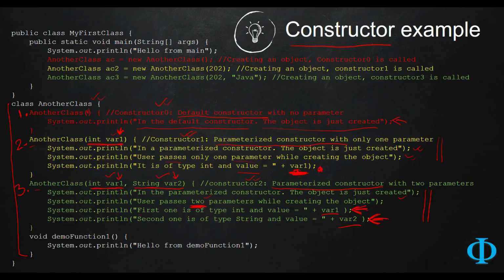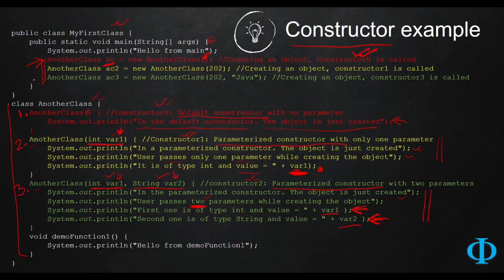Now in order to create the object, I have created the object inside this my first class. So inside this my first class, I have this main function, and inside this main function I have created three different objects. The first one is AC of another class, which is not passing any values in here. So it is creating an object when constructor 0 is called.